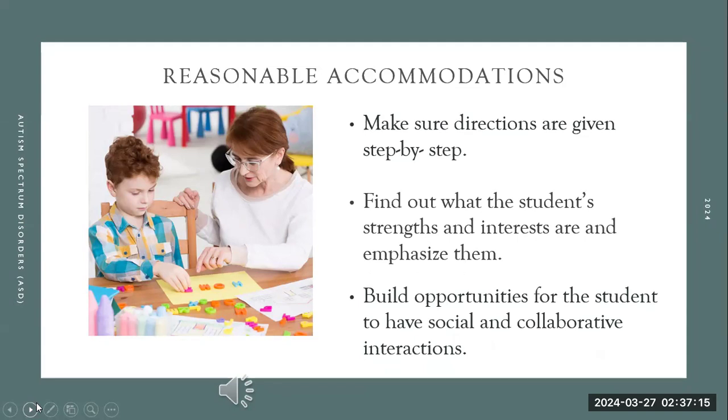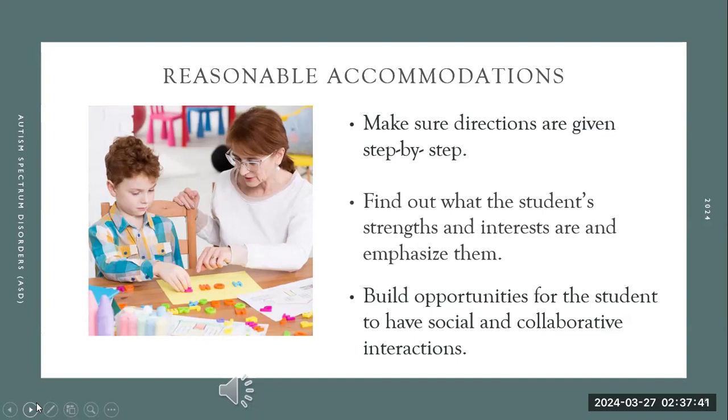What do you need them to do? Because they cannot read your facial expressions or tone of voice and things like that. So it's important to have some visual support that helps the students understand clearly what you want them to do. The second one is to find out what the students' strengths and interests are and emphasize them.